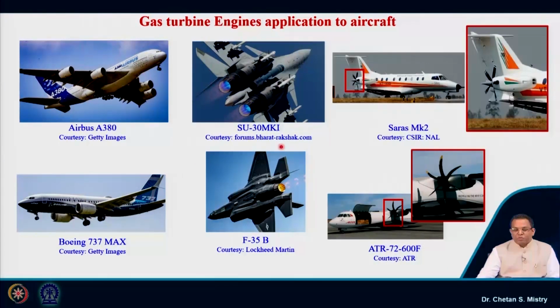This represents the other version of the gas turbine engine, called the propeller-based gas turbine engine, where the propeller may be placed on the front side, which I call a turboprop engine, and here it is placed on the rear side. This is used for puller and pusher kinds of configurations. So the gas turbine engines we are discussing at this moment have a wide range of applications in terms of aircraft.